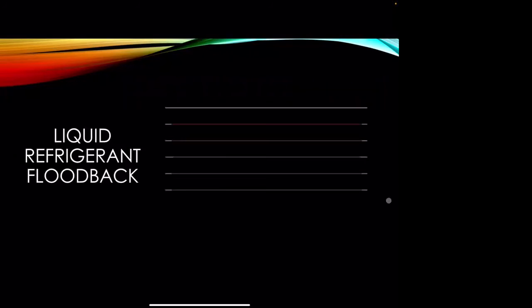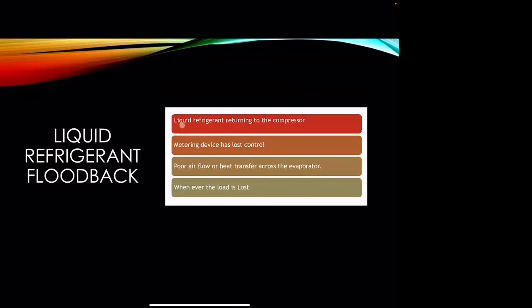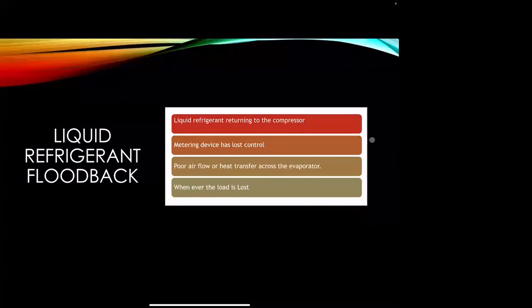So, liquid refrigerant flood back. Liquid refrigerant returning to the compressor, which again, we don't want. We want a vapor fully returning to that compressor. Usually what you'll see with liquid refrigerant flood back is the metering device has lost control. So you'll see it constantly hunting, if it's a TXV.